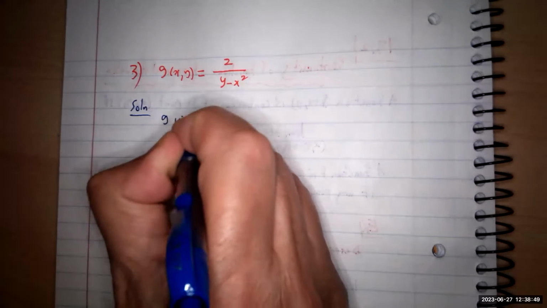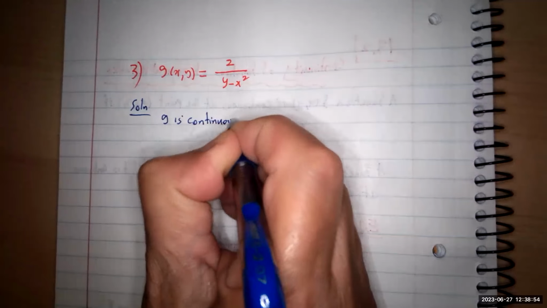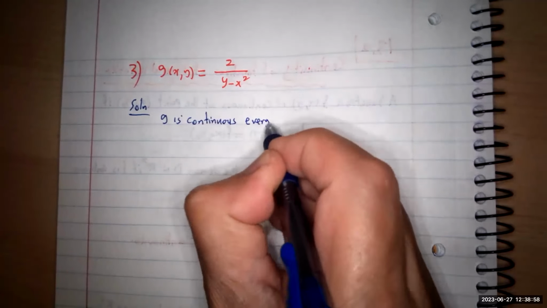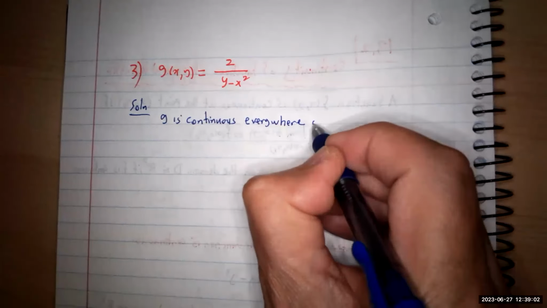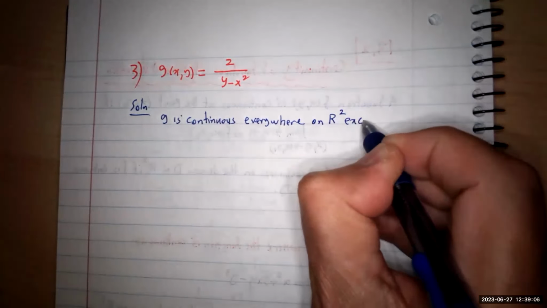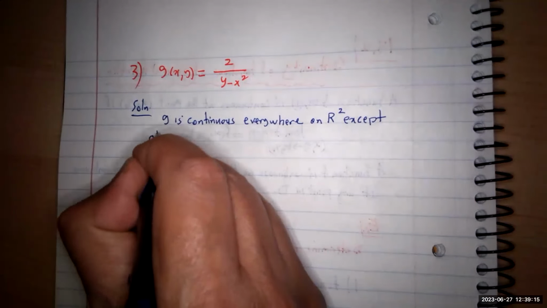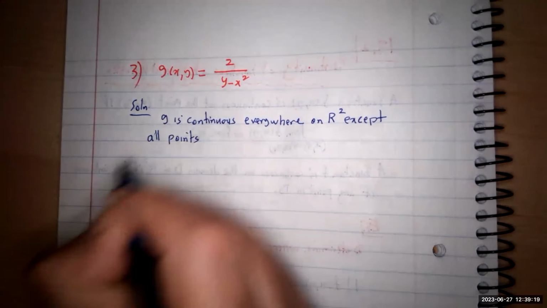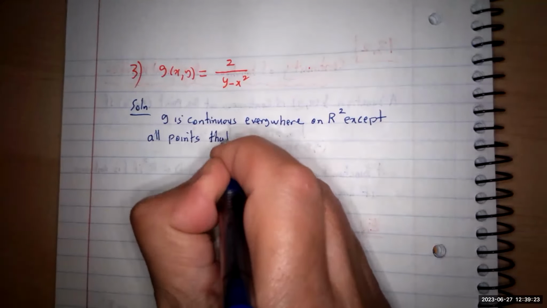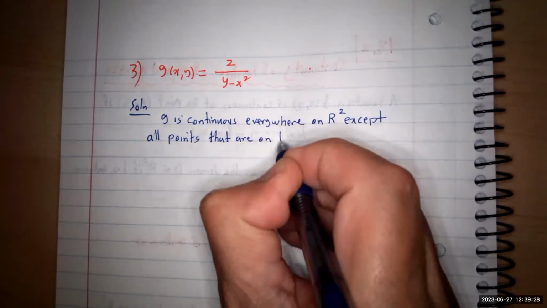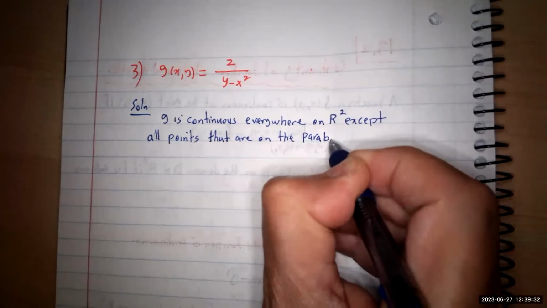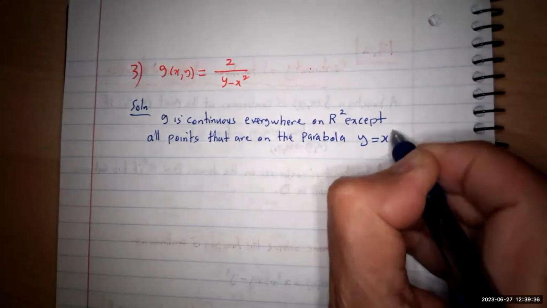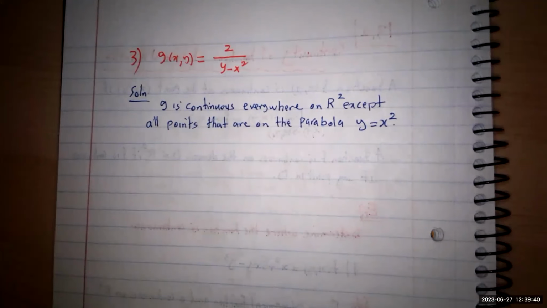This is the way you explain it. Solution. G is continuous everywhere on R2, except, of course, all points that are on the parabola y equal to x squared, because if the denominator is 0, you know that this function is going to be undefined.